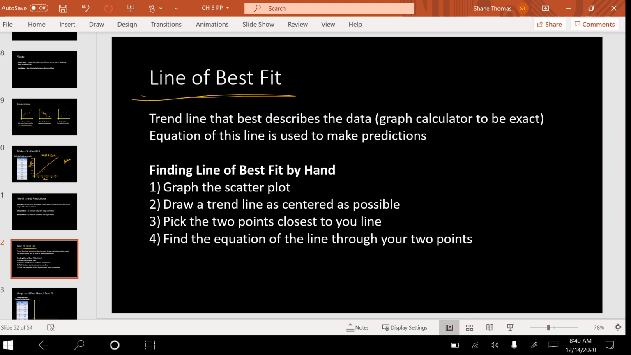All right, so draw your trend line through the middle of the data as best as possible. Then pick the 2 points closest to your line and find the equation of the line through your 2 points. Now, we might all have slightly different answers. If one person picks the 3rd and the 8th point, the next person picks the 2nd and the 5th, because of the way they drew it, you might have slightly different answers, but it's fine. One of you might have a slope of 2.5, the other might have a slope of 2.75. That's okay. I would pick the 1 and the 6. We don't have an example yet.